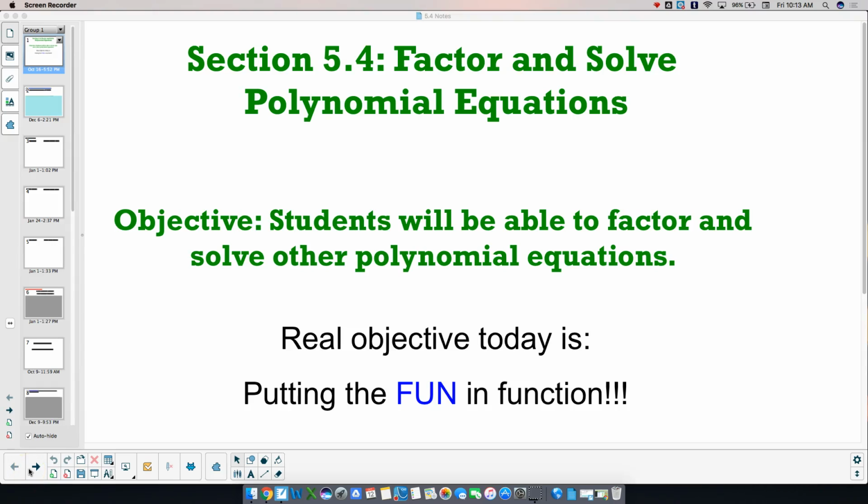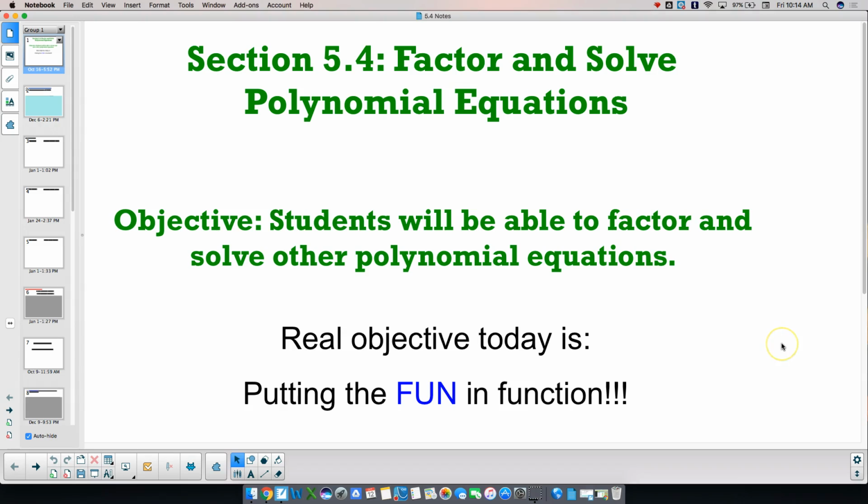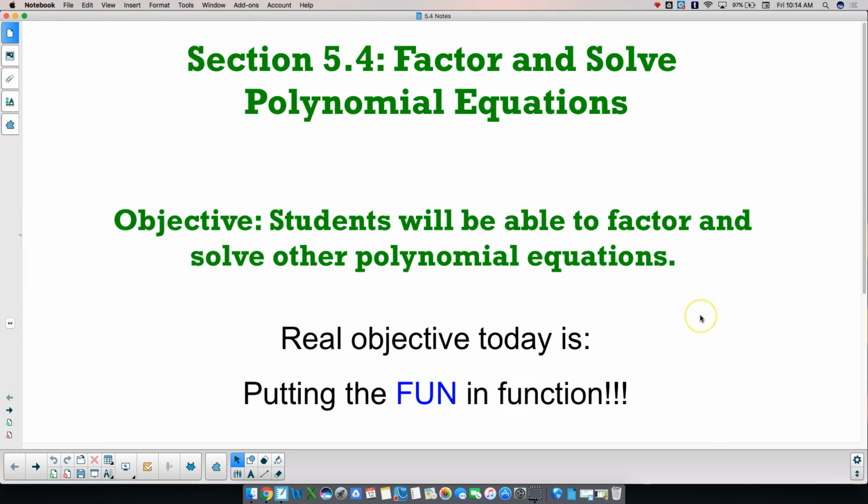So we are going to start section 5.4 today. And we're going to take some time on 5.4 because we need this stuff throughout pretty much the rest of the course. Okay?